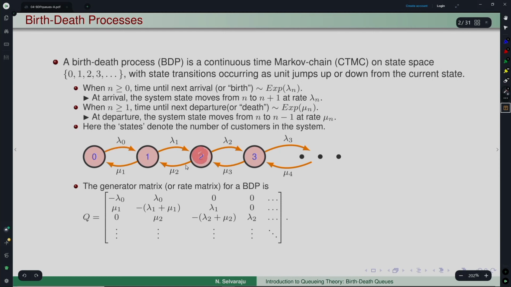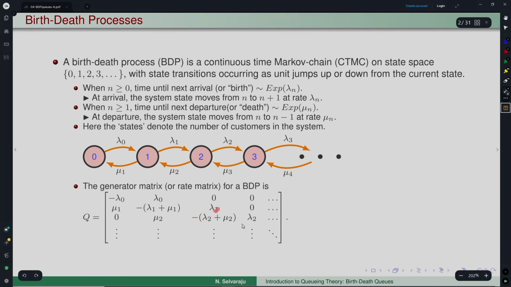Now, suppose you are in state 2, right. How long will it be here? It can go out of state 2 in two ways. One is by a birth or a death, right. So, the time up to which this system will stay in this particular state will be the minimum of these two, right. One is exponential with parameter lambda 2, the other is exponential with parameter mu 2. So, the minimum of these two exponentials will again be exponential with parameter lambda 2 plus mu 2, and that is precisely what you are observing here, right.